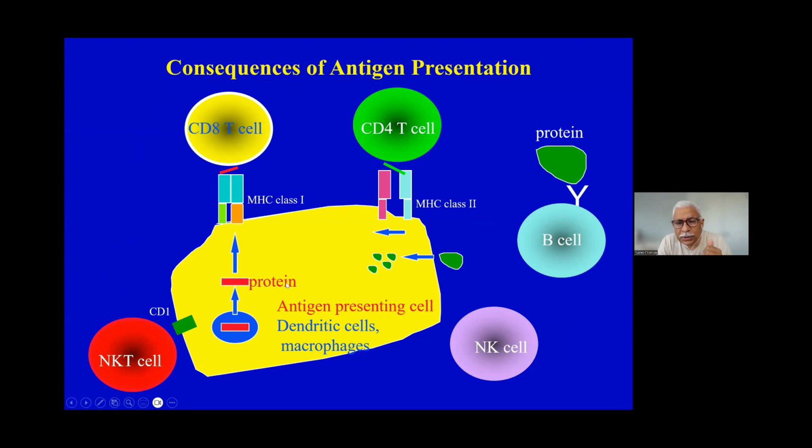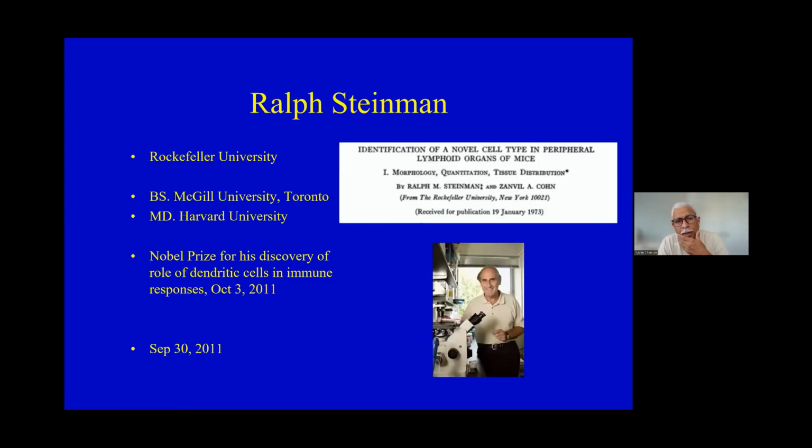The endogenous antigen is presented to MHC class 1. The exogenous antigen is presented to MHC class 2. Non-protein or non-amino acid based antigens are presented by CD1 to NKT cells. NK cells recognize cells that don't express MHC molecules, and antibody molecules can recognize antigens in their native form. So that's what we're going to look at today.